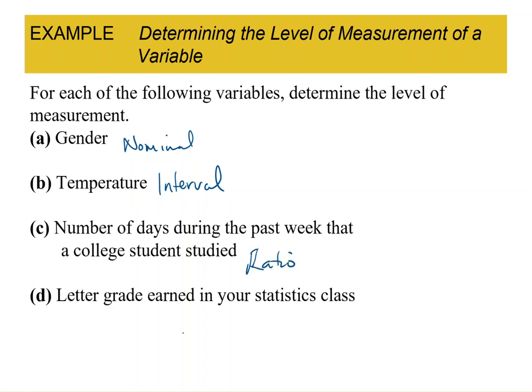And then lastly, a letter grade earned in your statistics class. If we have a qualitative variable like this, a letter grade, it's not something that is represented by a number, then we can't be at the interval or ratio level, because both of those have to allow us to do some mathematical operations like differences or ratios, and we can't do that with letters. So this is either nominal or ordinal, and that main difference is whether or not these can be ranked or arranged in a specific order. And certainly letter grades can be ranked. A letter grade of A is better than a letter grade of B, which is better than a C, and so on. And so this would be at that ordinal level.